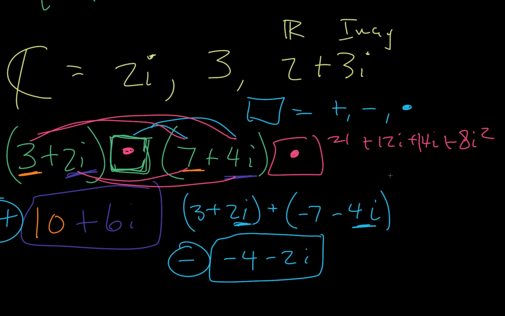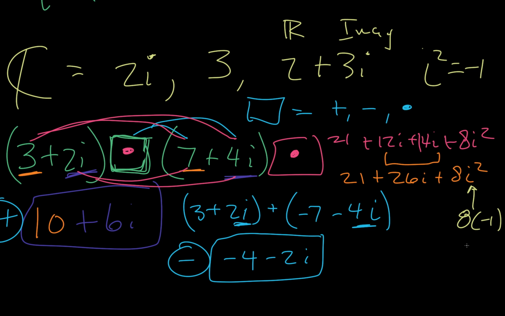Okay, now we need to simplify things. So we simplify these. We get 21. And then combine like terms, that's going to be 26i. And then 8i squared. Now we're actually not done. It looks like we might be done. But we want to remember that i squared is equal to negative 1. So this now becomes this piece, 8 times negative 1, which would be negative 8.